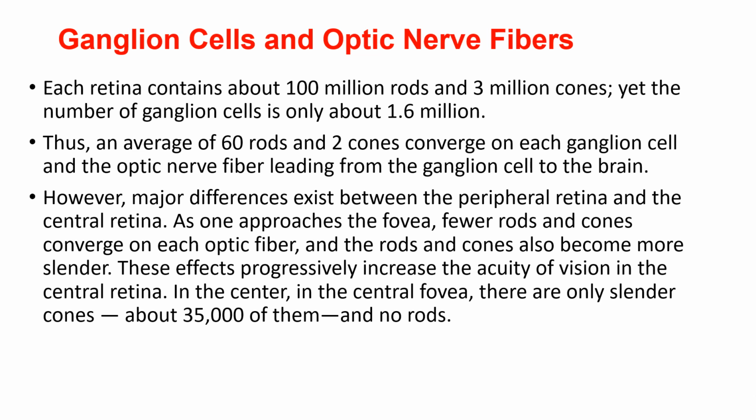However, major differences exist between the peripheral retina and the central retina. As one approaches the fovea, fewer rods and cones converge on each optic fiber, and the rods and cones also become more slender. These effects progressively increase the acuity of vision in the central retina. In the center, in the central fovea, there are only slender cones, about 35,000 of them, and no rods.